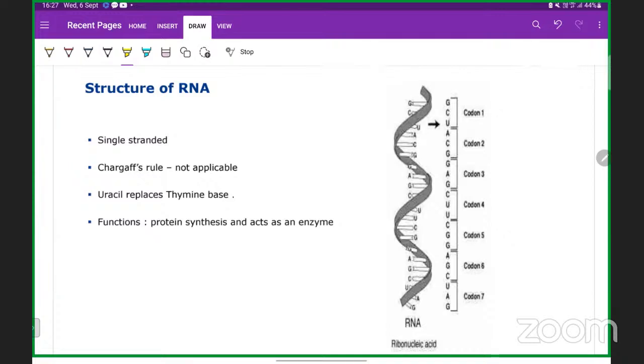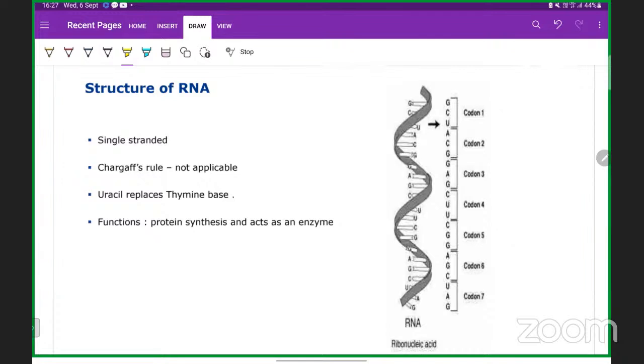One gives the genetic material, and the other helps in protein synthesis. So DNA is required, RNA is also required in our body. The main component of our genetic material is DNA, but RNA is also present in our body. That is what I want you to remember.